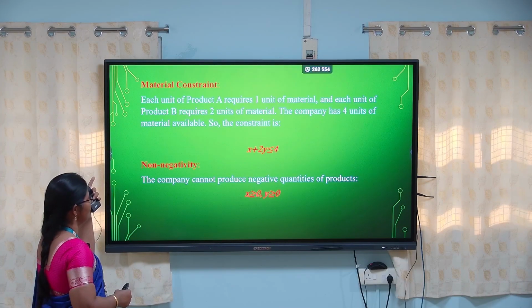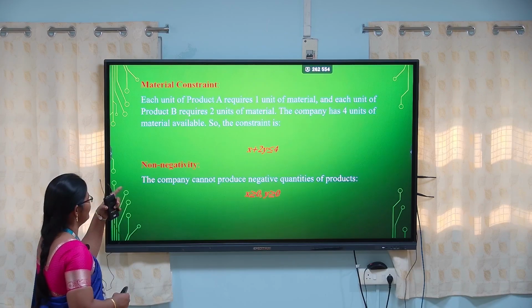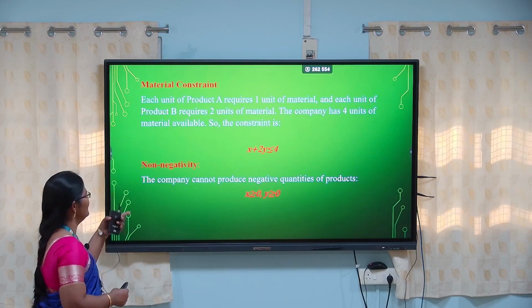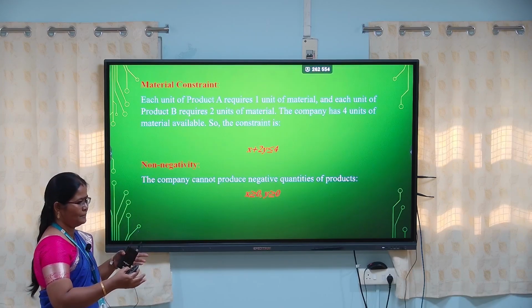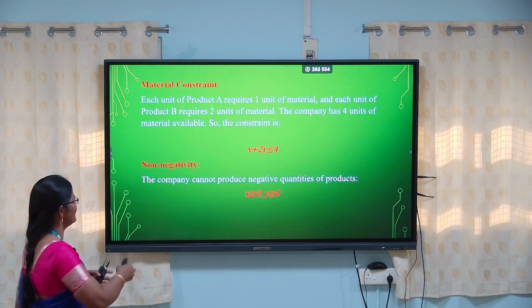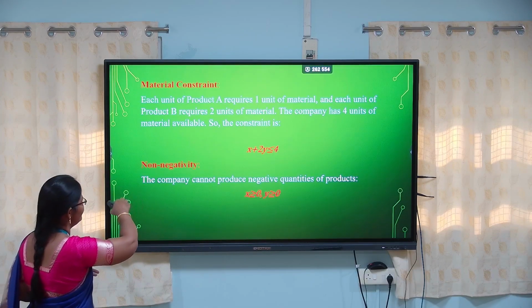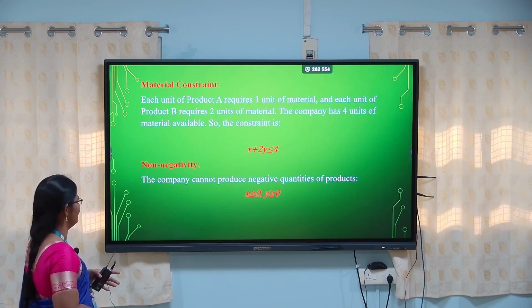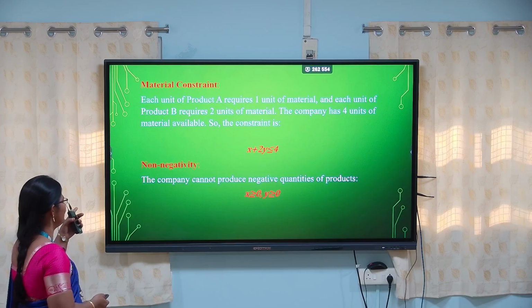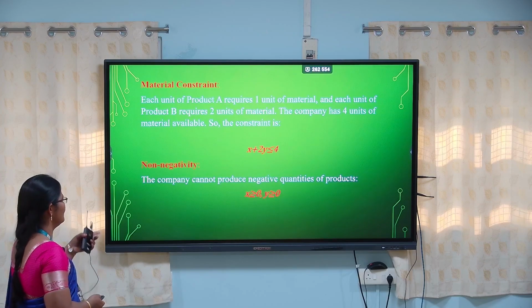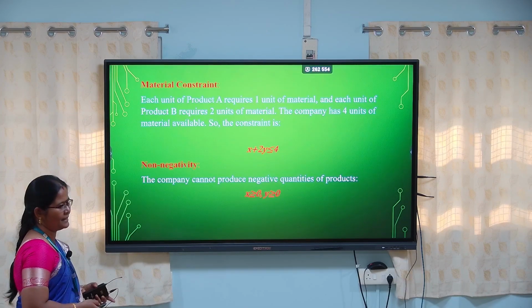product A requires 1 unit of material and product B requires 2 units of material, and the total availability is restricted to 4 units. For that reason we have constructed this equation as x plus 2y less than or equal to 4. And the third condition is the most important condition, which is the non-negative condition, that is x greater than or equal to 0, y greater than or equal to 0.